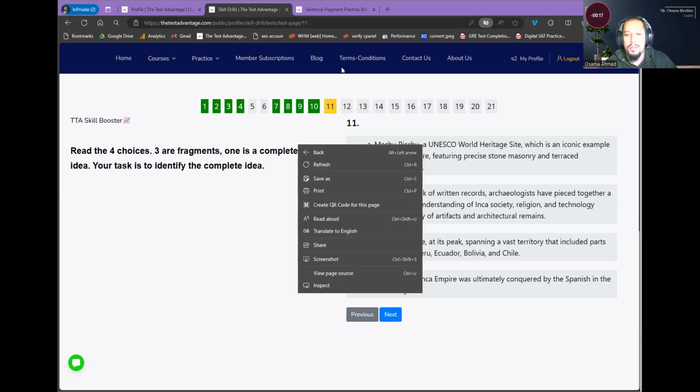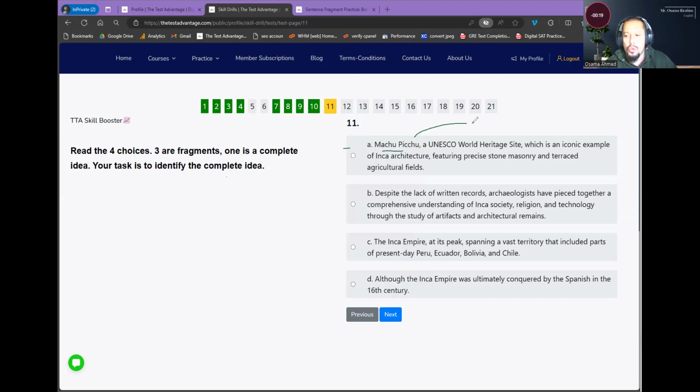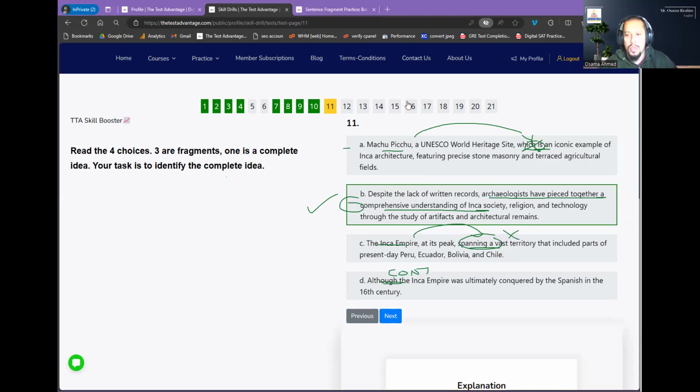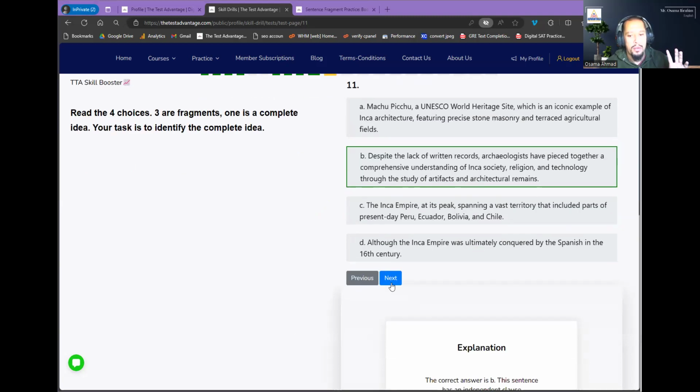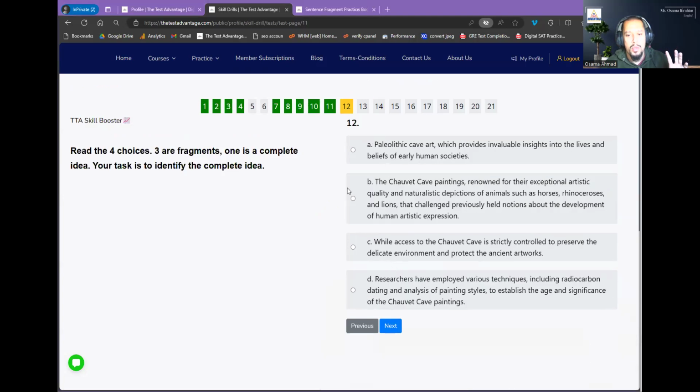Guys, remember relative clause fragment. Machu Picchu, which is. Which set of verb? It's not a sentence, it's a fragment. Archaeologists have pieced together a comprehensive understanding. The Inca Empire spanning. That's not a verb. Here it starts with a conjunction, so that's not a complete idea. So please make sure when you're choosing an answer, look for your subject and look for your verb. Let's go to question number 12.